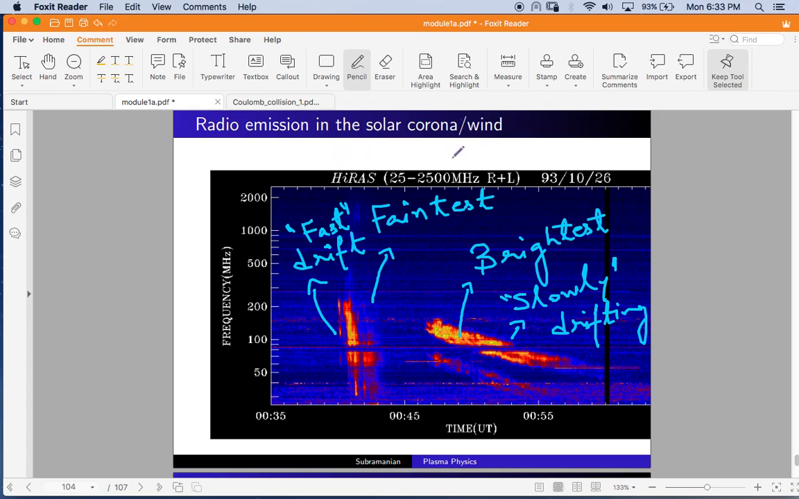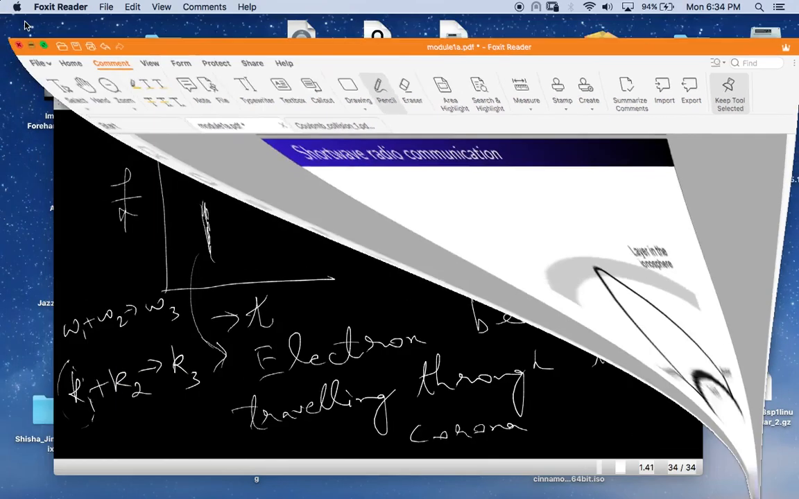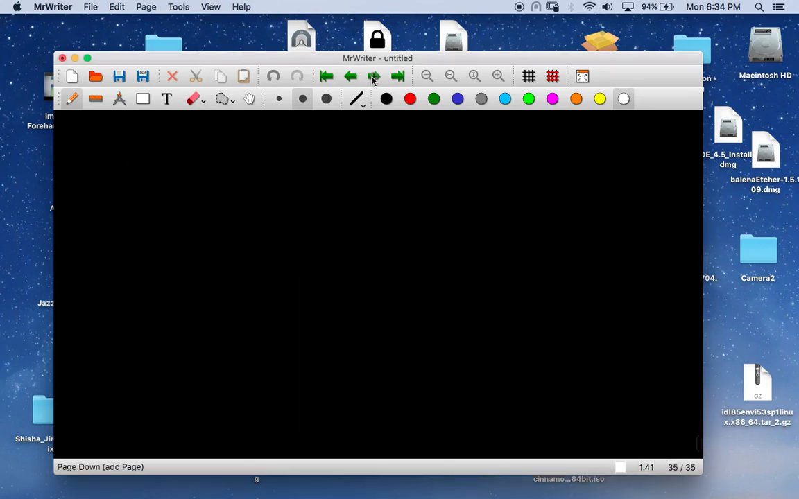The distinction is a little unclear. The solar wind essentially emanates from the upper part of the corona, so therefore, okay, right. The other thing is shortwave radio communication. I don't know how many of you are aware of this, how many of you have ever listened to shortwave radio.